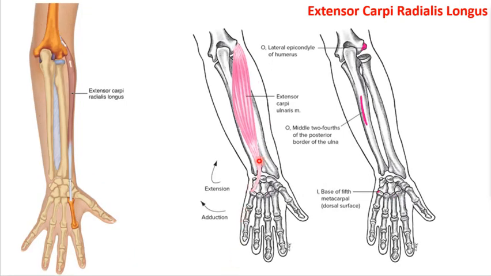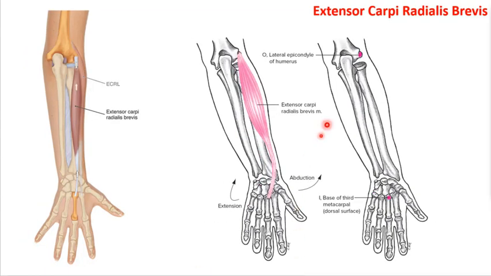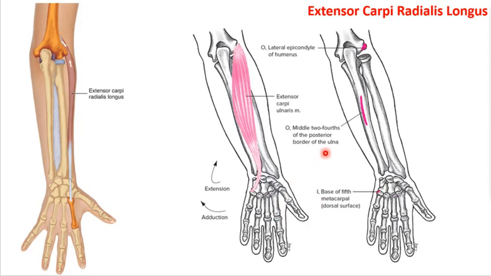So if we go back here, this extensor carpi radialis longus is actually going to be an ulnar deviator, whereas the brevis is going to be a radial deviator. So this is the one muscle. I had said earlier that generally radials are going to go radial deviation. The extensor carpi radialis longus is that one exception because of its medial attachment to the fifth metacarpal.